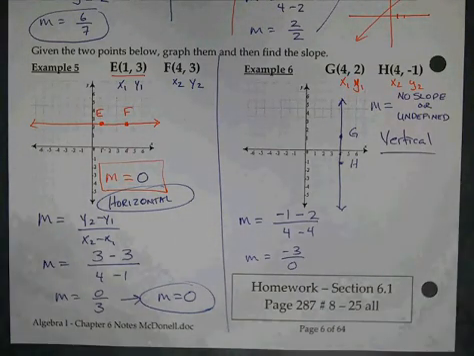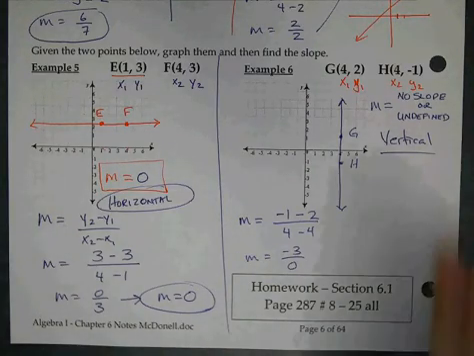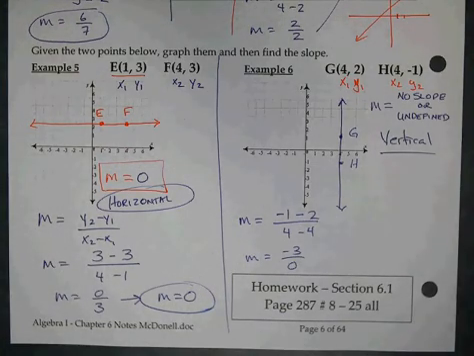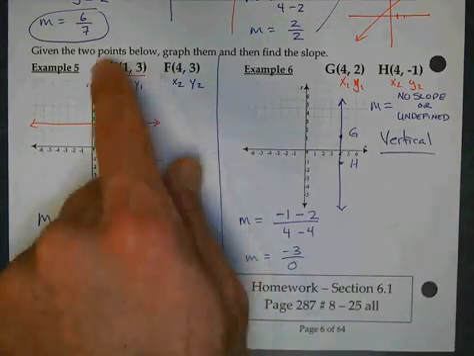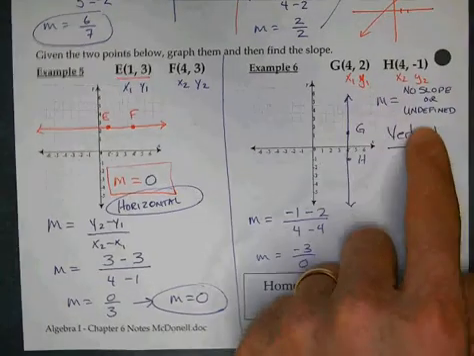A vertical line has no slope, or if I say, what is the slope of a vertical line? Say undefined. Either one of those answers would be acceptable. But don't ever say 0 for a vertical. 0 slope is what? Horizontal. Okay? Questions? What would be the answer? The answer would be, given the 2 points, graph them, find the slope. The answer would be no slope.